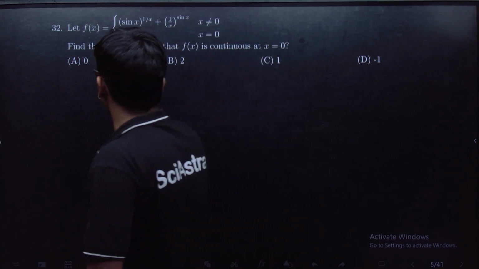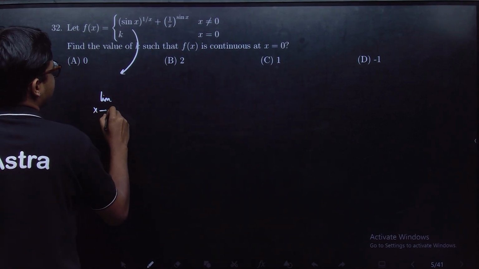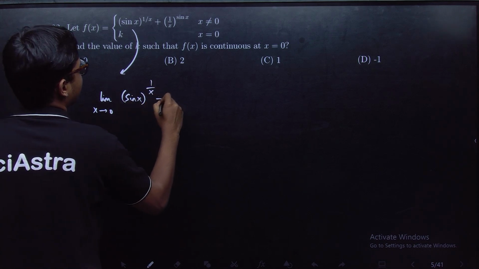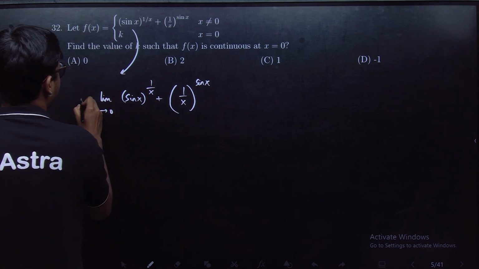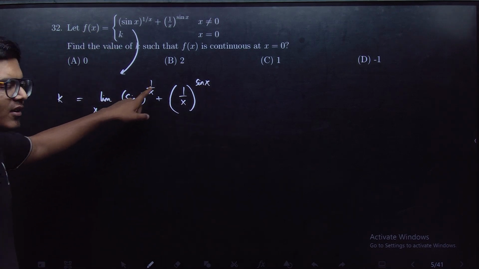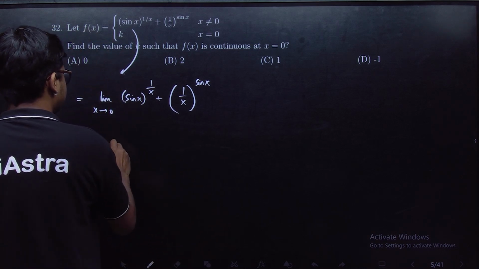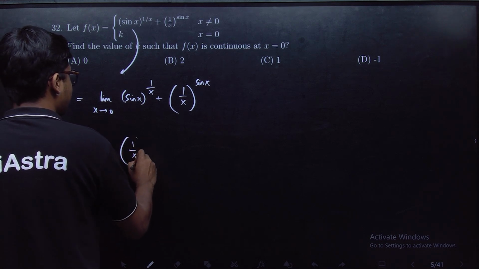So for this to be continuous, we basically want the limit as x goes to 0 of (sin x) to the power 1 by x plus (1 by x) to the power sin x to be equal to k, right? Now if you look at this limit, the first part is nothing but 0 to the power infinity, which obviously goes to 0. So this limit just turns out to be the limit as x goes to 0 of (1 by x) to the power sin x, right?